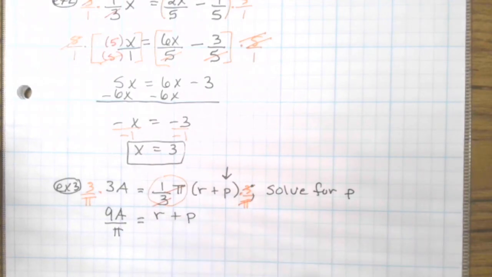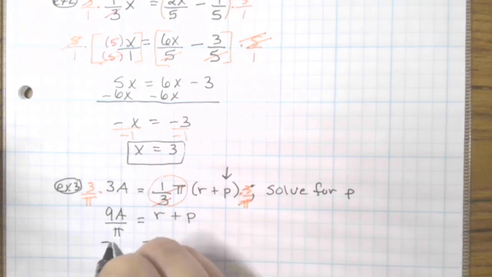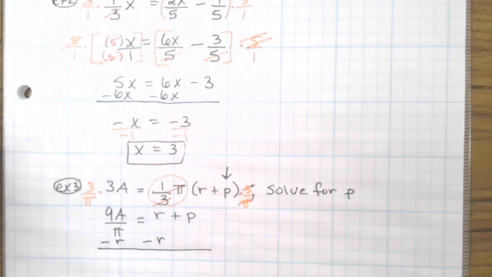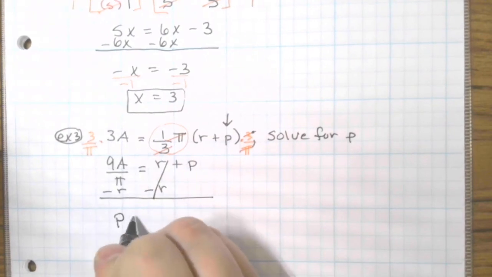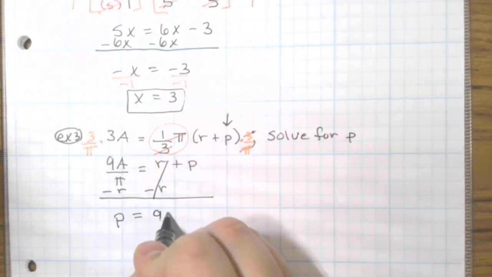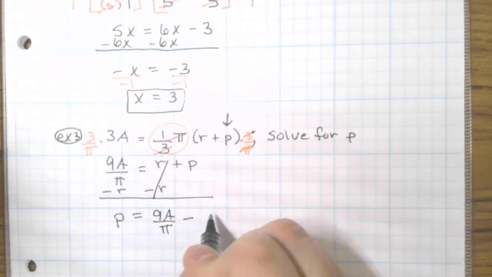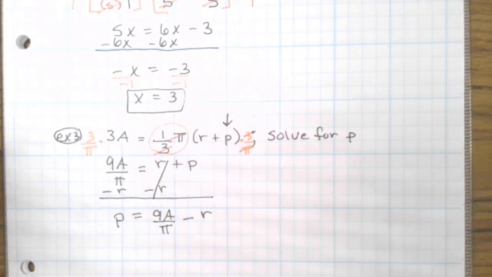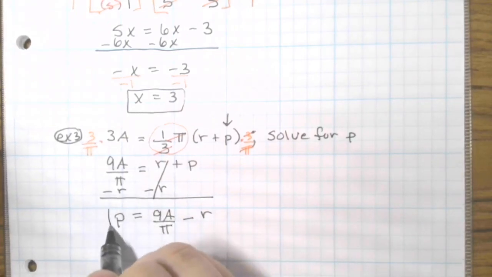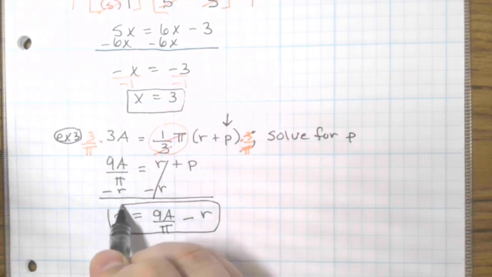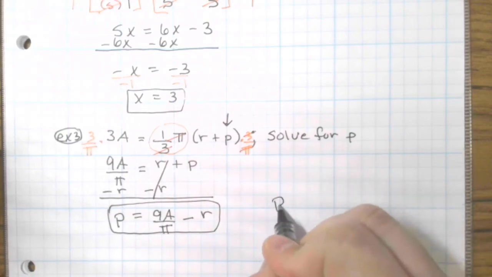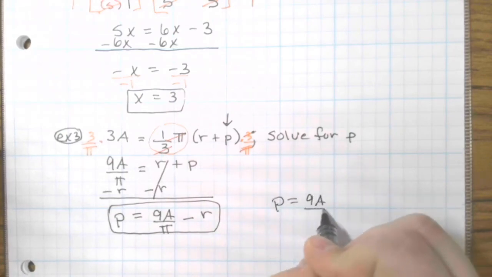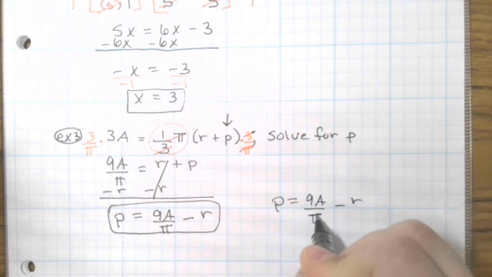So to get p alone, we're going to subtract r from both sides. I do need to flip-flop so the p is on the left because that's what we're solving for. And we've got 9a over pi minus r. This is where you're going to look in the key in the answer bank to try to find it. If you don't find it with two pieces, you might have to convert it to a one piece in order to check your answer, which is really easy to do.